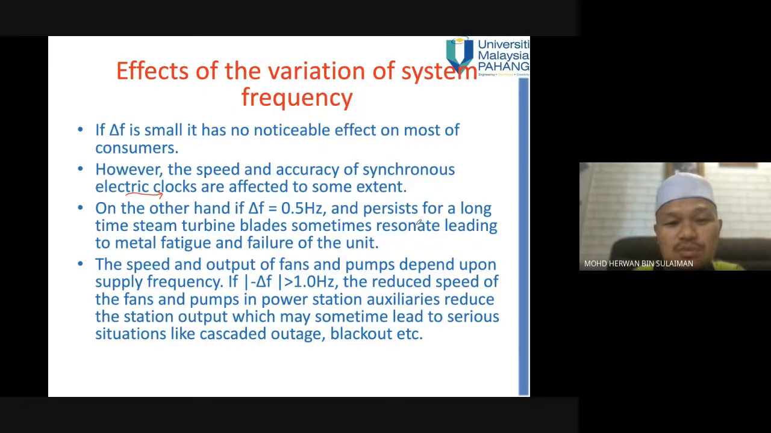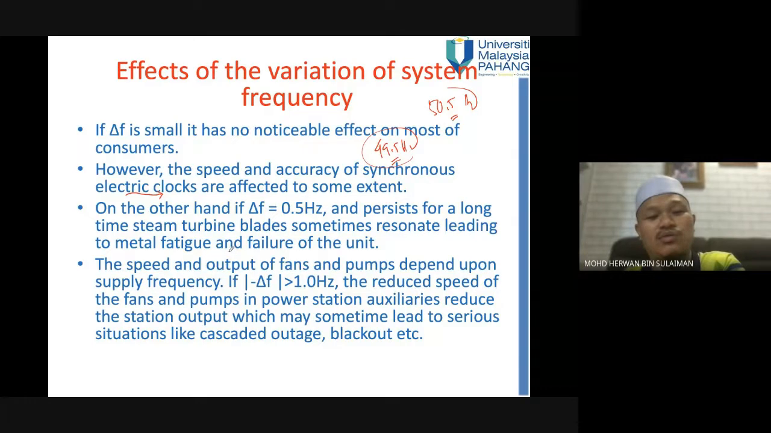Maknanya itu kita cuba elakkan kita punya frekuensi ni drop dekat 49.5 terlalu lama ataupun overload kat 50.5 Hz terlalu lama. Okay. Biasanya this is the maximum yang boleh sustain 9 minit je lah. So it will resonate leading to metal fatigue. So metal fatigue ni maksudnya you punya equipment akan boleh rosak.